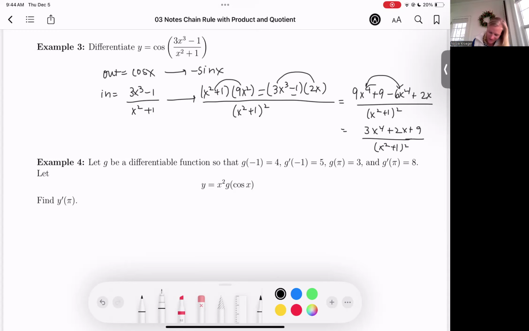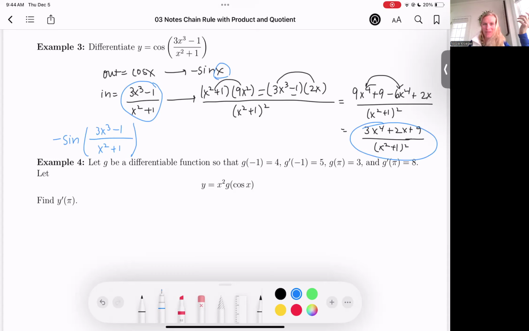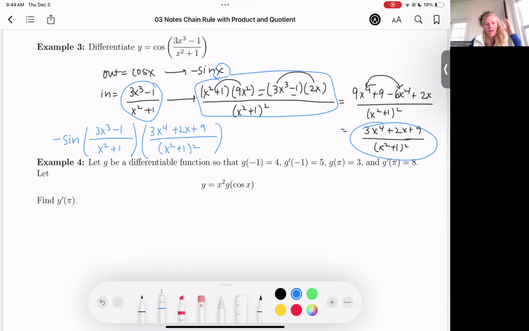So if I put my final answer all together, I'm going to plug my original inside function into the derivative of my outside. So I get negative sine of 3x cubed minus 1 over x squared plus 1. I'm going to multiply that all by this piece, which is not fun to rewrite, but I'll rewrite it. And again, if you had left it in the unsimplified version, that would be fine too. That's just more to rewrite. So I get 3x to the fourth plus 2x plus 9 all over x squared plus 1 squared. Okay, cool. That's all we have to do there.